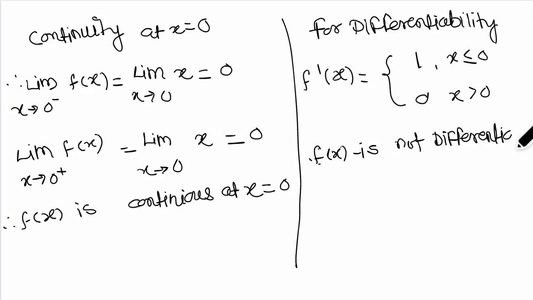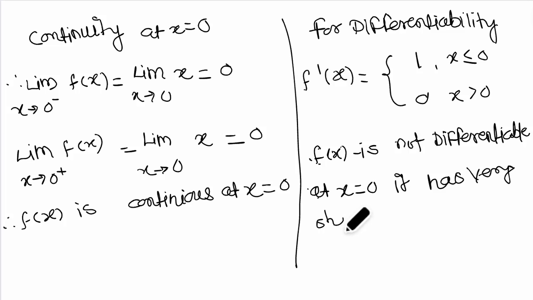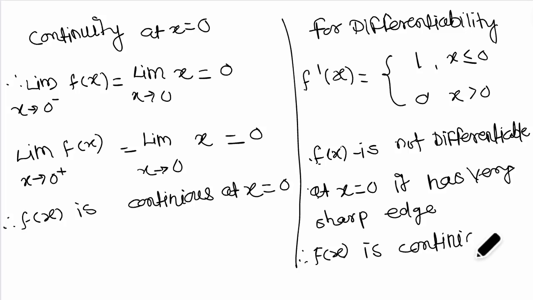Remember that. So what is our conclusion guys? Why is it not differentiable? Because at x equal to 0, it has a very sharp edge. Okay, that means our final conclusion is the given function f of x is continuous but not differentiable.